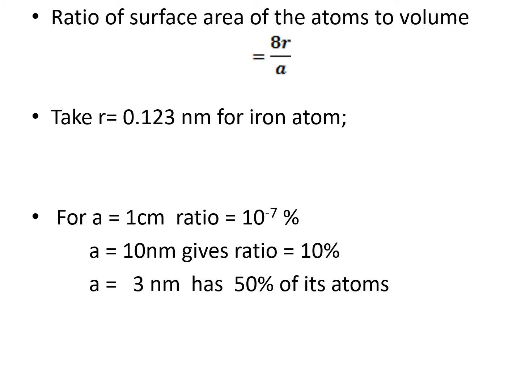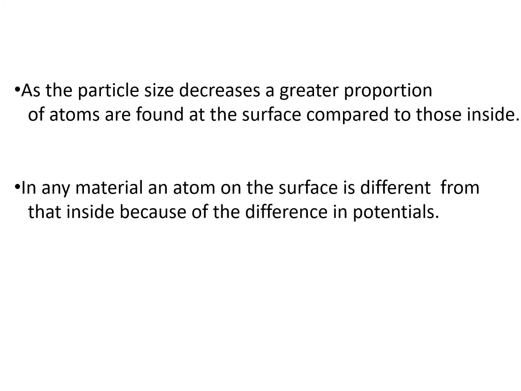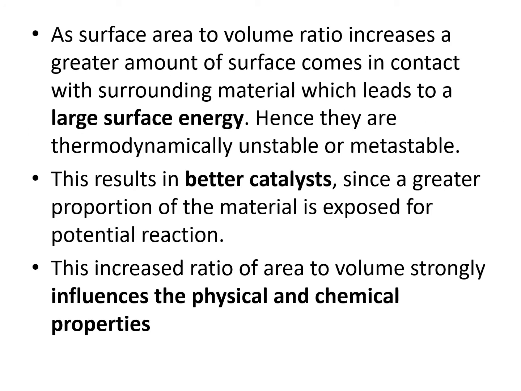Now a calculation for iron is given, for which also you can refer to your textbook. So as the particle size decreases, a greater proportion of the atoms are found at the surface compared to the inside. And atoms on the surface are in a different environment compared to atoms in the interior, or they are in a different potential compared to atoms in the interior, and that leads to varied properties of nanomaterials in comparison with their bulk counterparts.